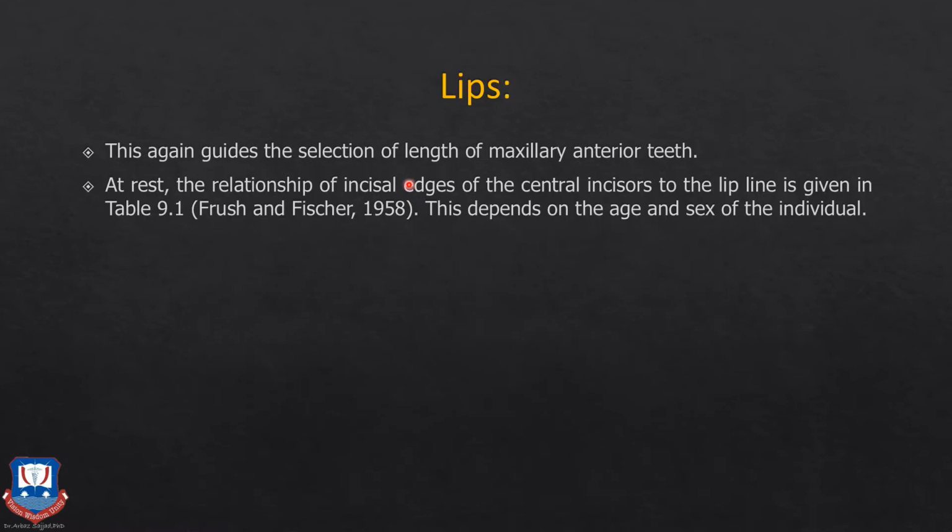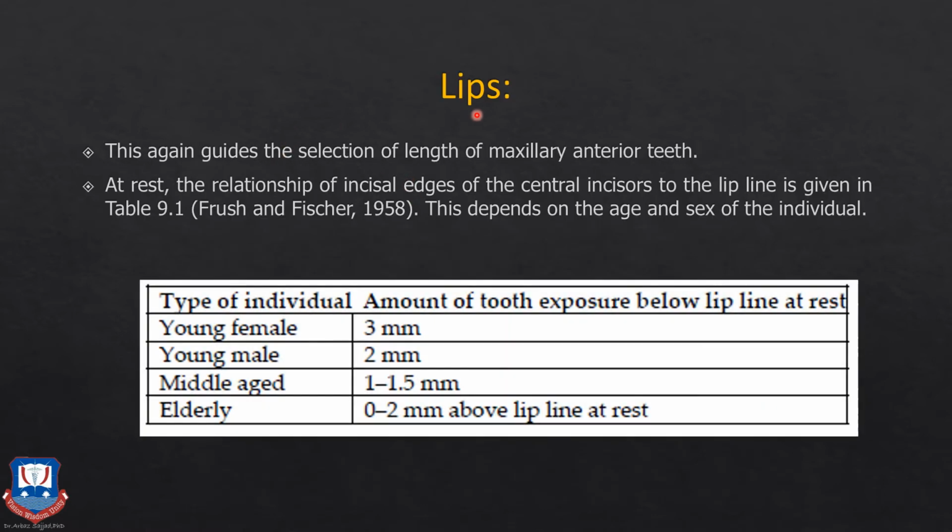Next, coming to the lips. Lips also serve as factors in the selection of the anterior teeth because lips will generally determine the height of the anterior maxillary occlusal rim. So, depending on the height, we can select a longer or a shorter tooth mold.